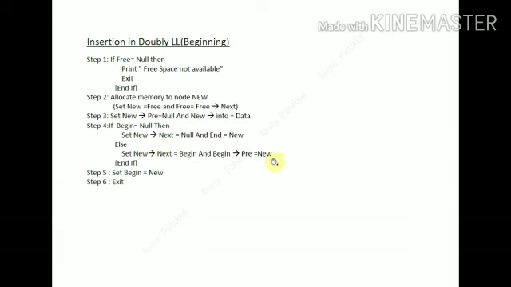Then step 5, set begin equal to new. Begin equal to new means we are going to assign to the pointer variable begin the address of the new node. After completing that, step 6, exit.